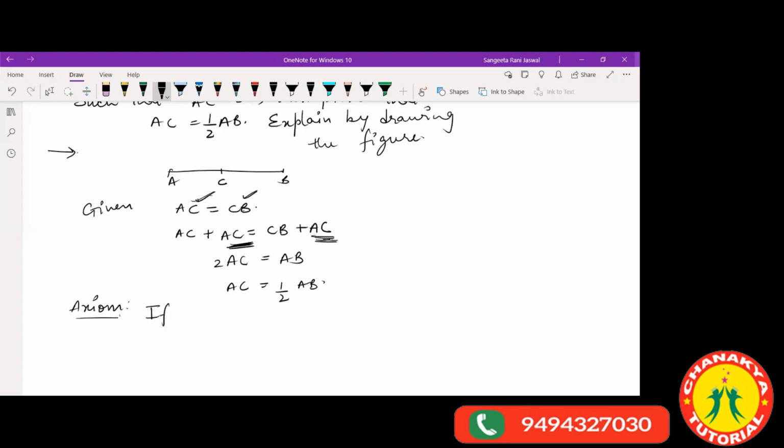So the axiom that follows is: if equals are added to equals, the wholes are equal.